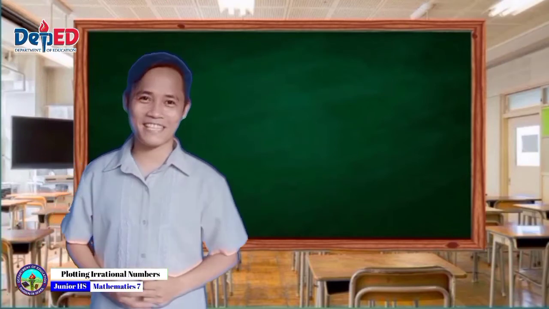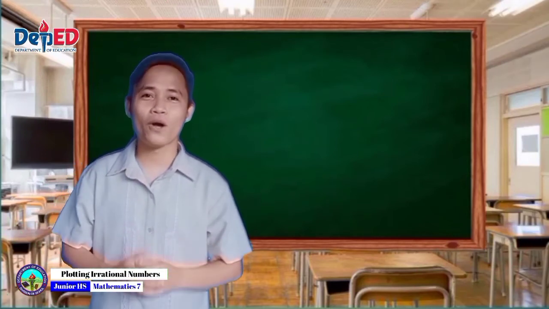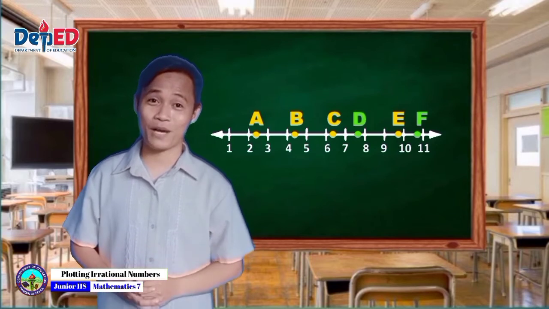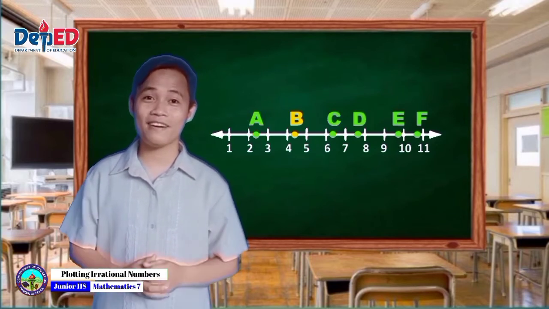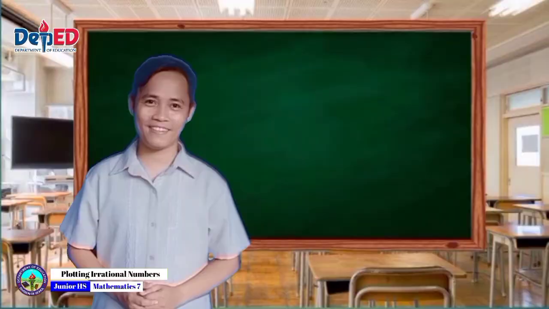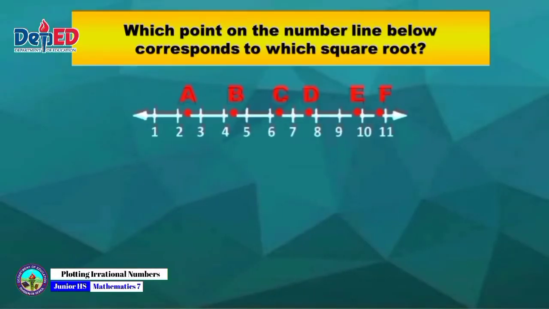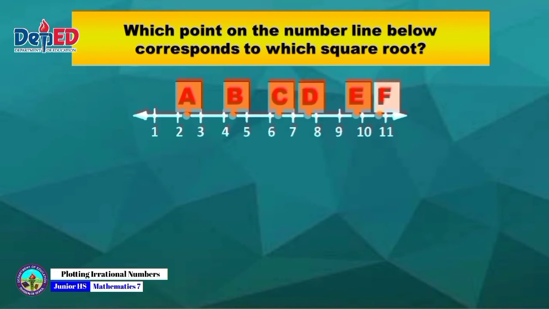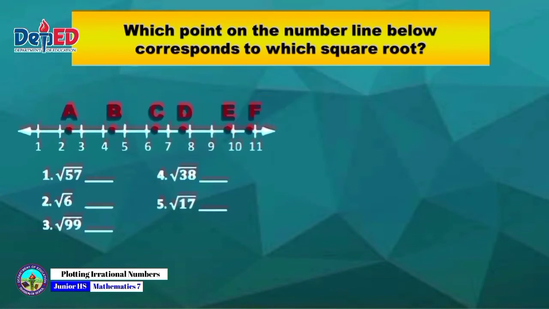Now, let's have an activity. Here, we're going to estimate the square root of an irrational number and find the letter that corresponds to it on the number line. Which point on the number line below corresponds to which square root? We have point A, B, C, D, E, and F. You have 5 seconds to answer each question. Number 1. Square root of 57. Timer!